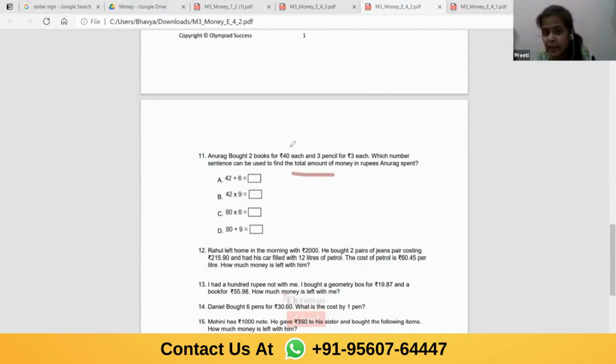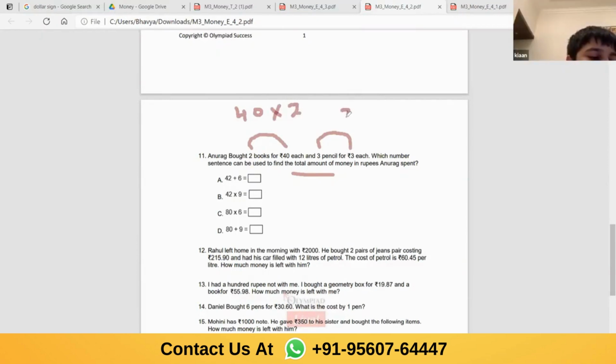In the final, this multiplied by this gives you the cost of 2 books. This multiplied by this gives you the cost of 3 pencils. So 40 into 2 gives you cost of 2 books. 3 into 3 gives you cost of 3 pencils. So in the end, you have to add them up. 80 plus 9 is the correct option. Is it making sense? Yes. Yes, ma'am.